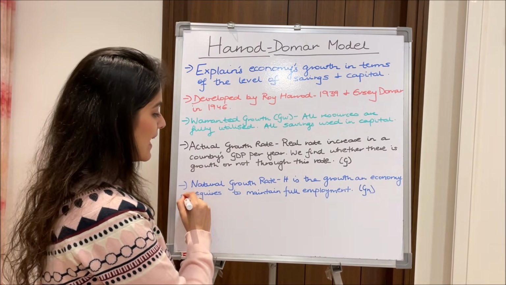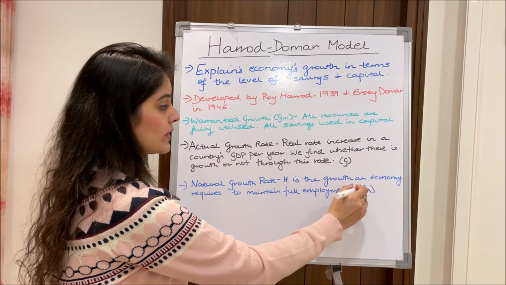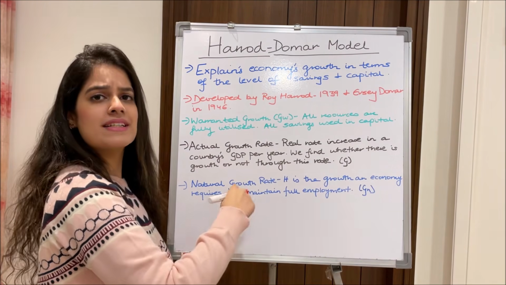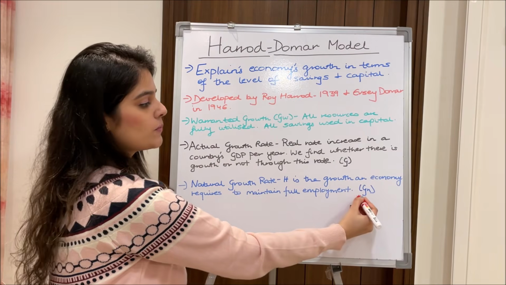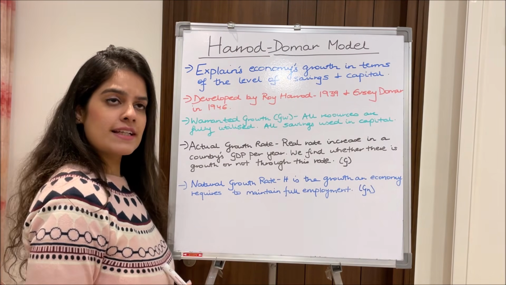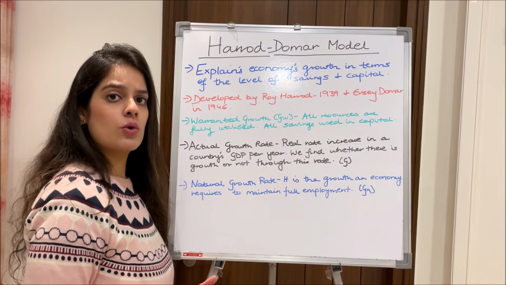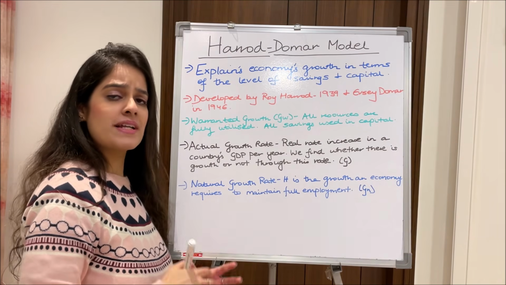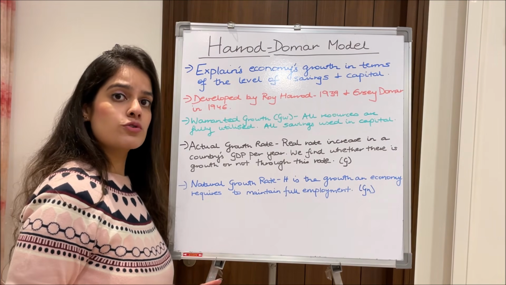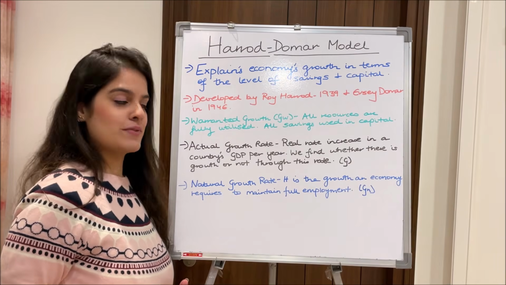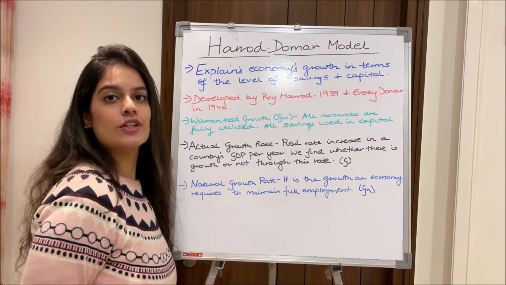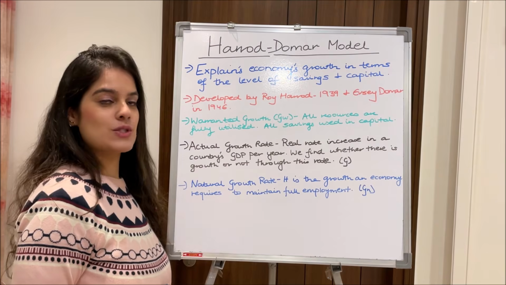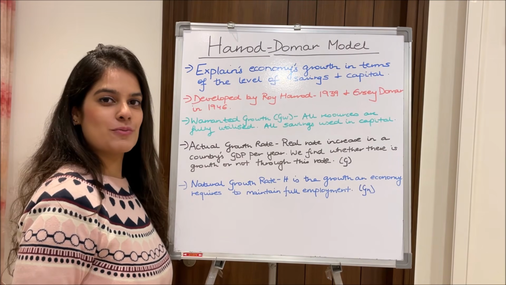Lastly, coming to the natural growth rate, it is the growth an economy requires to maintain full employment. It is represented by GN. So basically, when the labor force grows by 5%, to maintain full employment we also need to improve growth by 5%. That is, the natural growth rate should also improve by 5%. So this is all about the types of growth in the Harrod-Domar model.